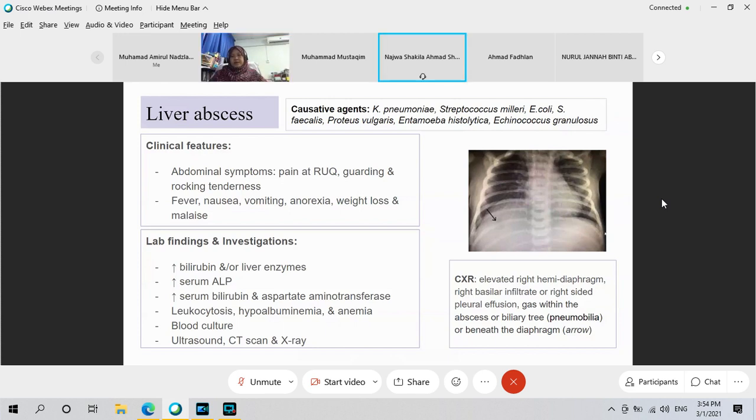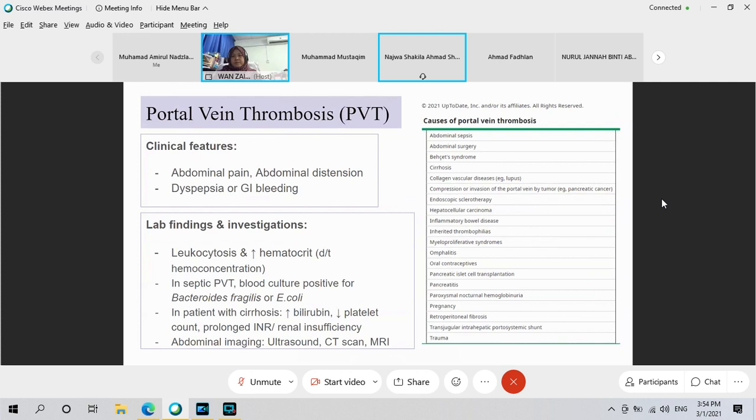Okay, alright. Continue. Okay, next. Next is the portal vein thrombosis or PVT. It is the occlusion of portal vein by thrombus. Patient might come with abdominal pain and abdominal distension. There also dyspepsia. Okay, portal vein thrombosis.